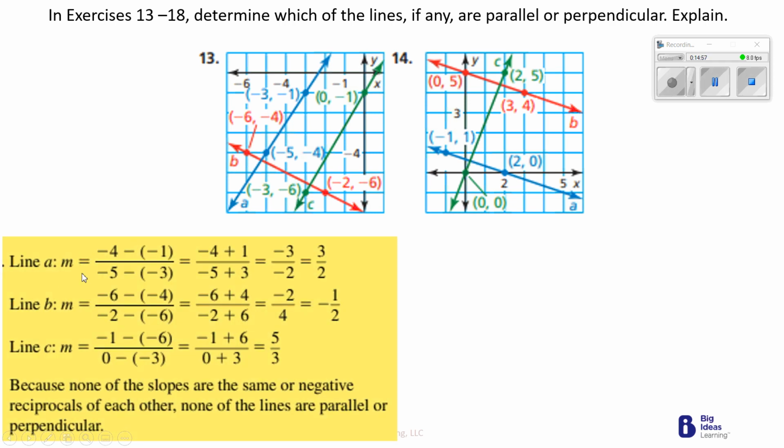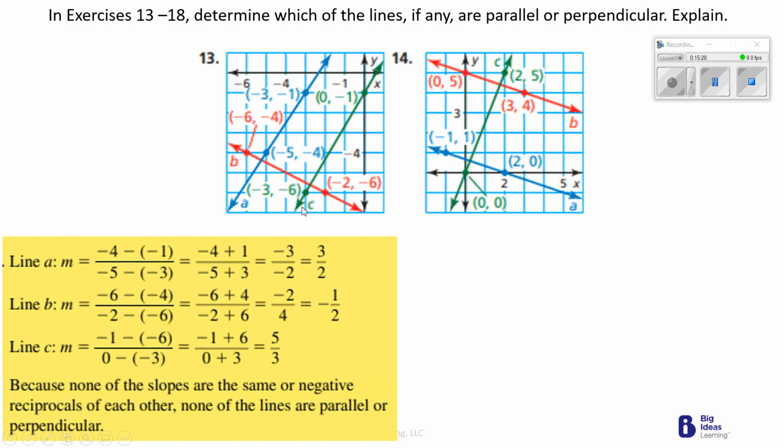So for A, we're going to find the slope. With A, we see that we have -5 and -4, and -3 and -1. So I'm going to take -4 minus -1, and I'm going to take -5 minus -3. Well, negative times a negative is a positive, right? And now we have -4 plus 1, that's a -3, -5 plus 3, which is a -2. This gives us 3 over 2.